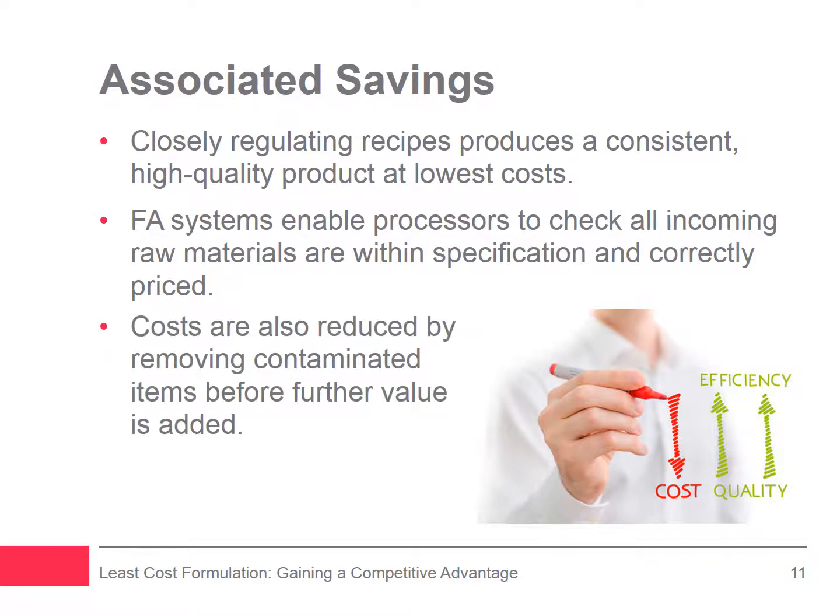The ability of FA to detect physical contaminants early in the production process can also have a direct effect on cost reduction. Not only are contaminated items removed before further value is added, removal of contaminants prevents potential damage to processing equipment further downstream.